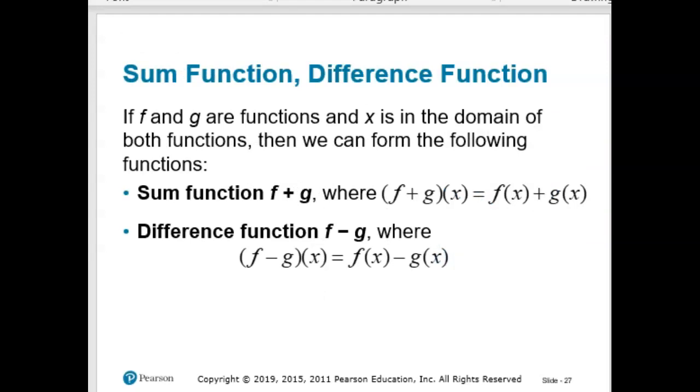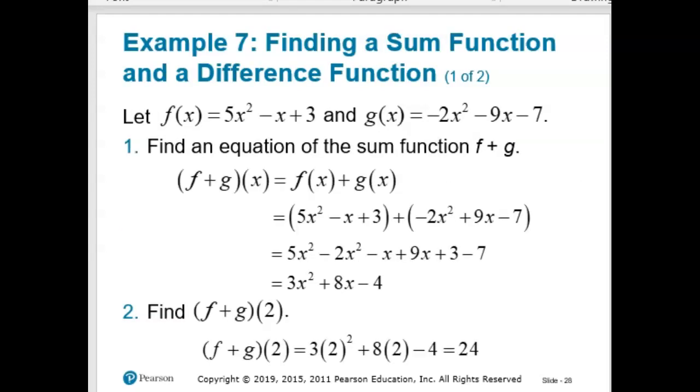Now, we can add functions and we can subtract functions. If we were given the function 5x squared minus x plus 3 and another function negative 2x squared minus 9x minus 7 and asked to find the sum, we would add them. Remember that when we're adding, we can disregard the parentheses and just start to combine like terms. The function simplifies down to 3x squared plus 8x minus 4.